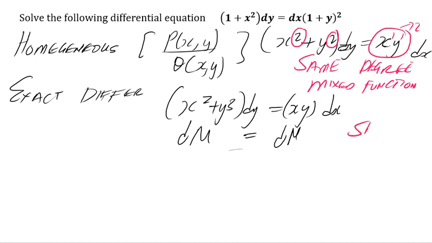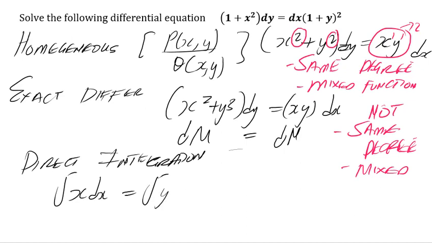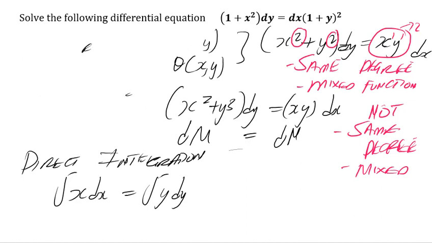So they don't have the same degree of exponents, but it's a mixed function. You have got x and y mixed. Then for direct integration, direct means you don't have to do anything. You just have to group the like terms. Direct integration is when you've got x dx is equal to y dy. So you just have to integrate it directly. Okay, that's the introduction, guys. So we're going to get straight to the actual question.